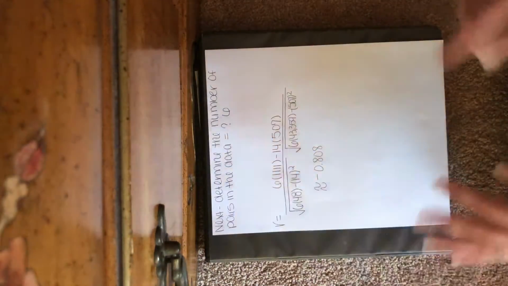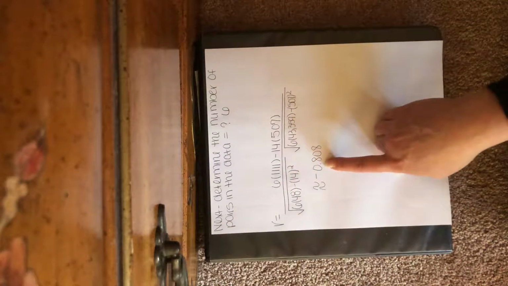So I computed the problem and I got approximately negative 0.808 as my correlation coefficient. Now we know that the range of the correlation coefficient is -1 to 1. If x and y have a strong positive linear correlation, R is close to 1. If x and y have a strong negative linear correlation, R is close to -1. And if there is no linear correlation or a weak one, R is close to 0.